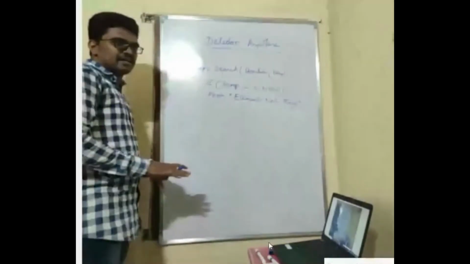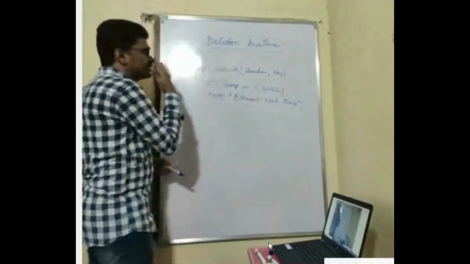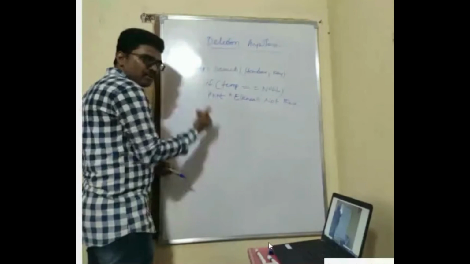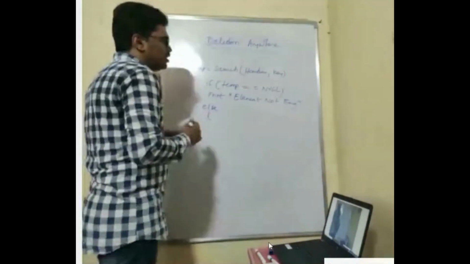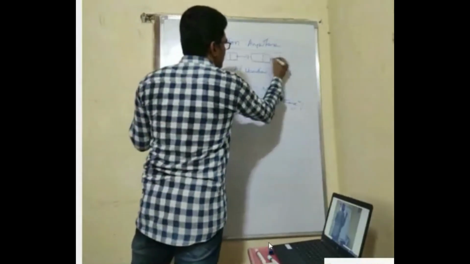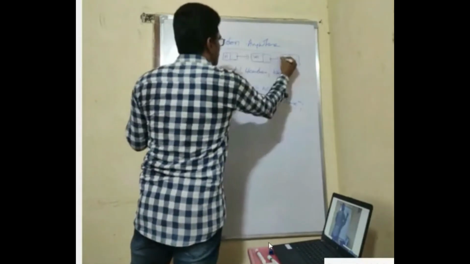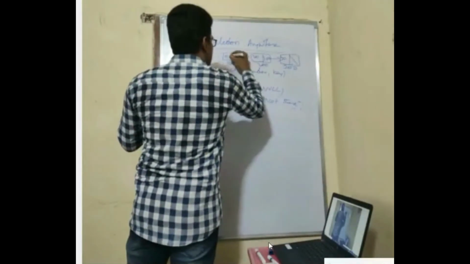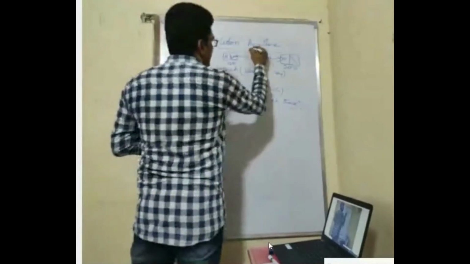See, if the element is not there, how can I delete? So we'll say that the element is not there. As usual, same cases only. The list is containing the element or not containing the element. So in the else part, now you got the element. Suppose this is the element that you want to delete.